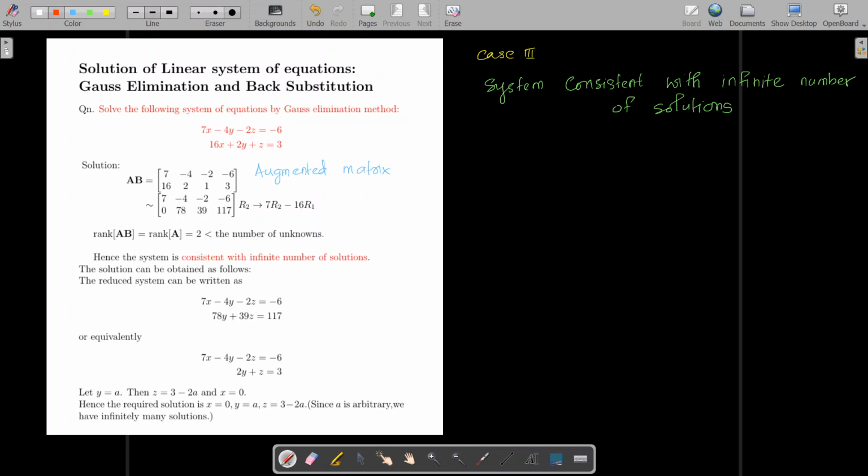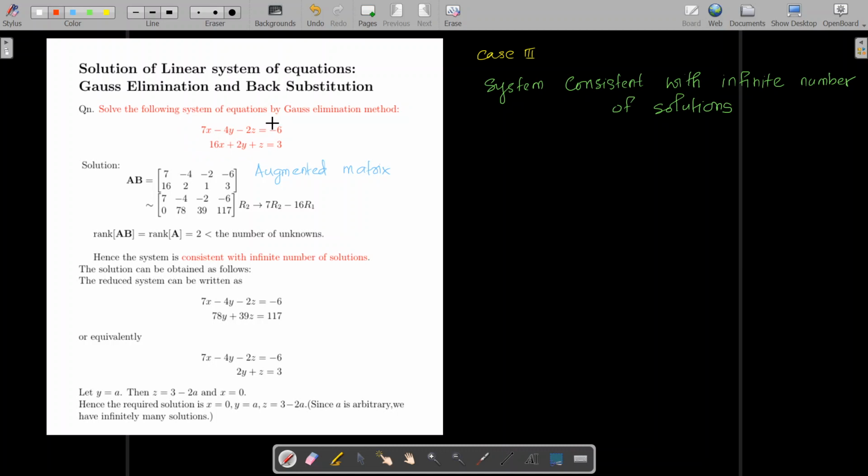Hello dear students. Through this video we are going to discuss the third case of solution of linear system of equations. This case deals with systems which are consistent with infinite number of solutions. So let us study this third case with the help of an example.